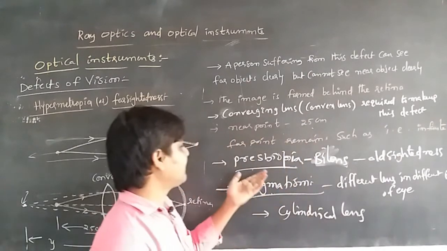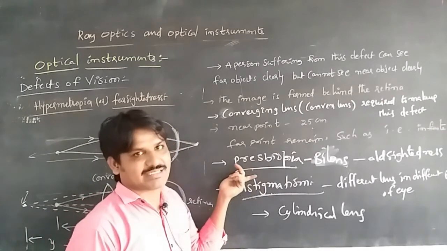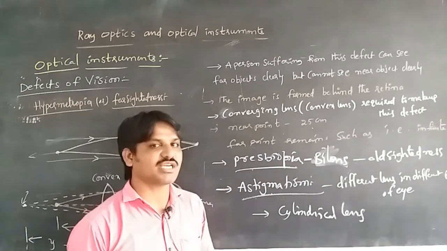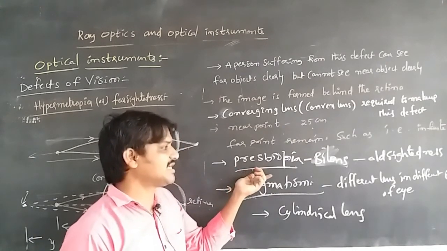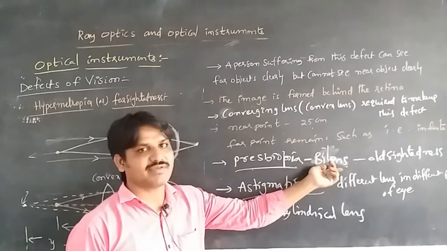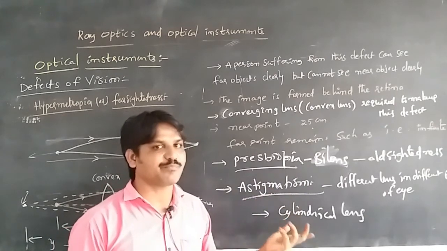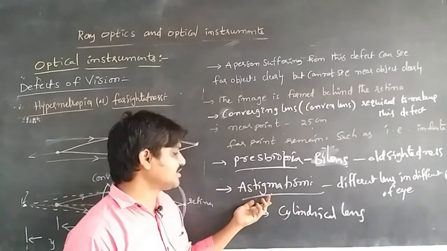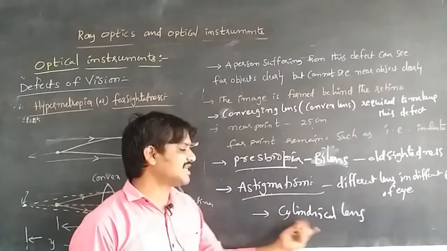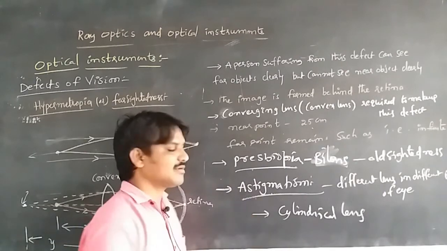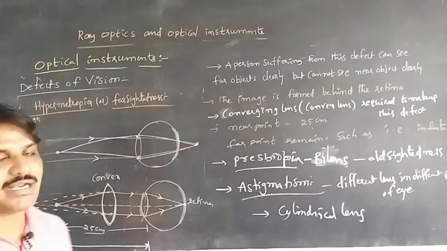Another defect is presbyopia, old sightedness. Both myopia and hypermetropia conditions are faced in presbyopia, so by using the bi-lens, concave and convex lens, we can rectify it. And astigmatism is a different type of defect of vision, having different lens curvatures in different planes. By using the cylindrical lens we can rectify this defect. This is about defects of vision and about the human eye.